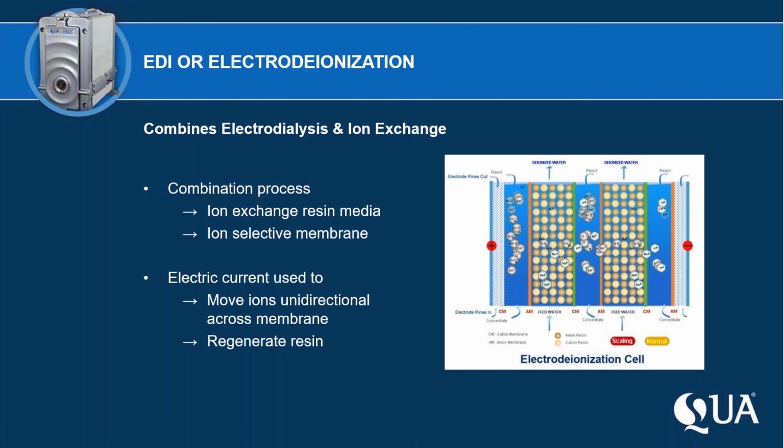When we look at running at low current efficiencies, that's when water is actually being split, or what I refer to as polarization of water, into its constituents of hydrogen and hydroxyl ions, and you have these regimes of an acid and a caustic. So the electric current is used to unidirectionally move ions across the membranes, and it actually regenerates the resin. Right? If you're splitting water into an acid or a caustic, that's exactly the chemicals you would use to regenerate ion exchange resin.